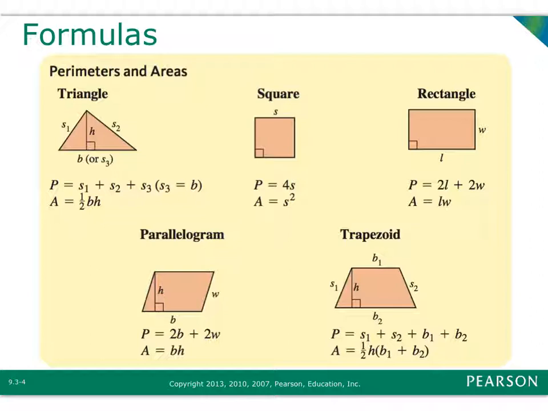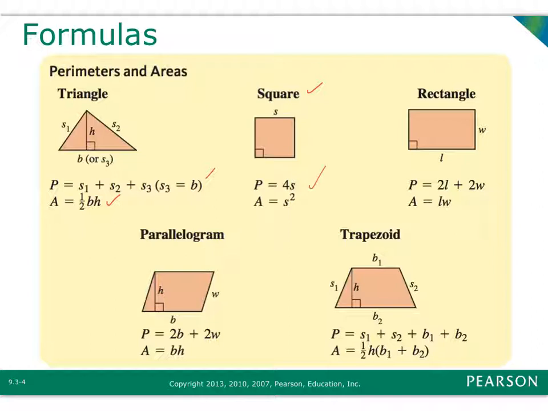For example, we have a triangle, and you can see that we have three sides of a triangle, and the perimeter is just the addition of the three sides. The area is 1/2 the base of the triangle times its height. For a square, the perimeter is just 4s, which is 4 times the side of the square. The area is equal to its side squared, which is side times side.